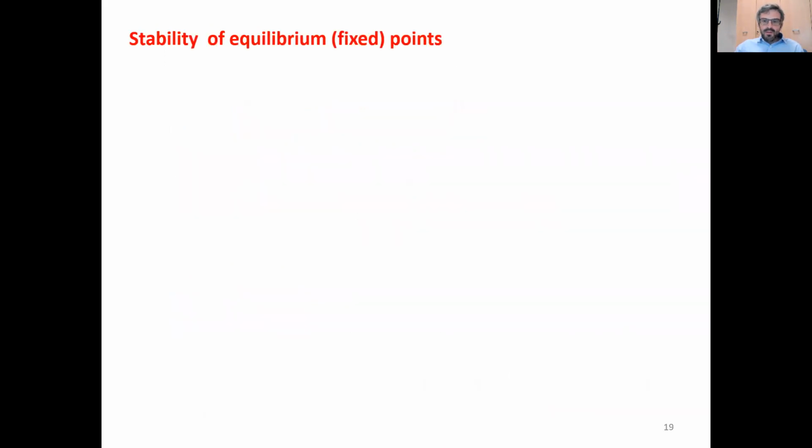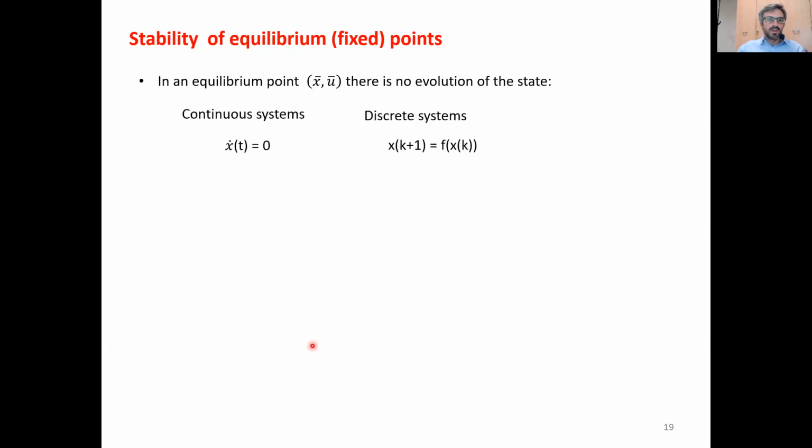Okay, everything's clear now. Then we should define what stability of an equilibrium point is. First, what an equilibrium point is: an equilibrium point is a couple of state and input for which there is no evolution of the state. So the state doesn't evolve anymore. In case of a continuous system, this is whenever the derivative is equal to 0.